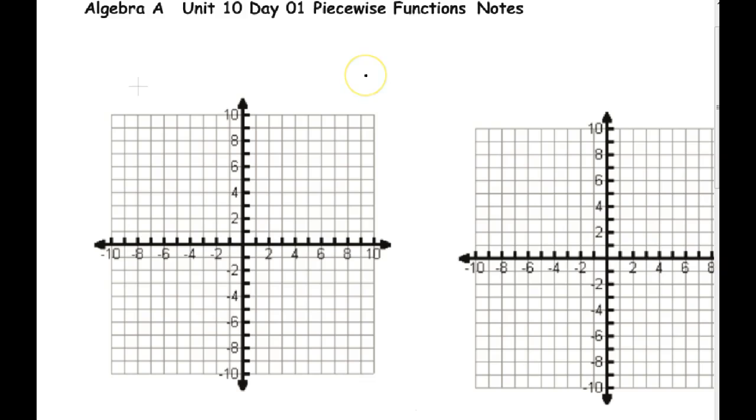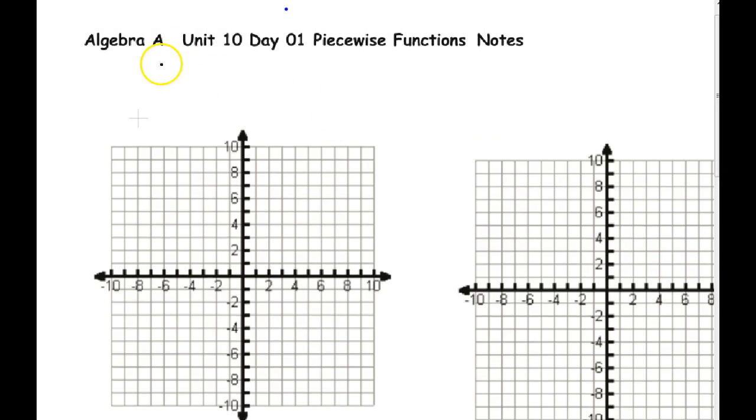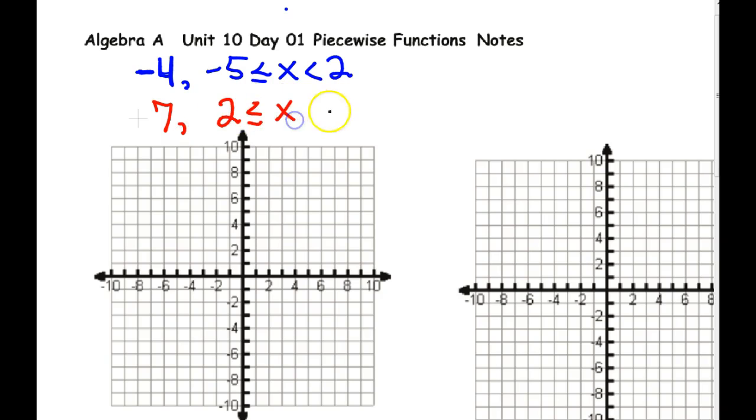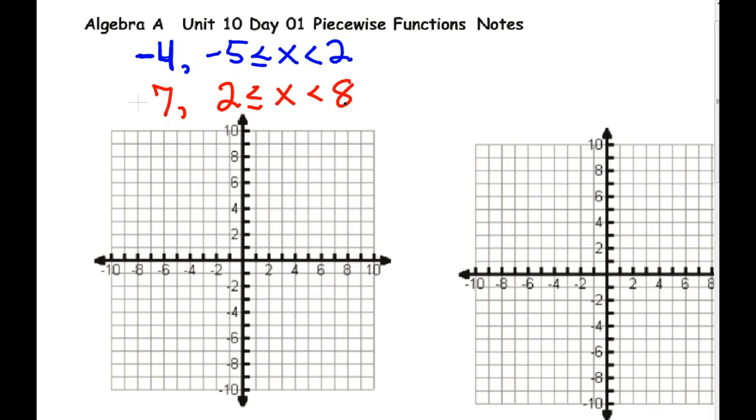All right, so let's try this one. Let's graph y equals -4, and we're going to graph it from, let's say, x = -5 to +2. And then we're going to graph y equals 7 from +2 to 8. So write that down exactly.